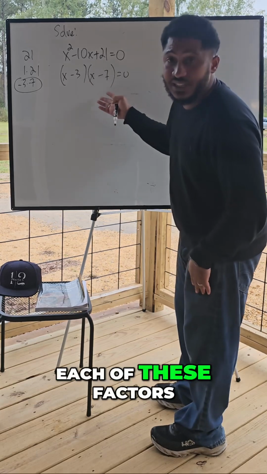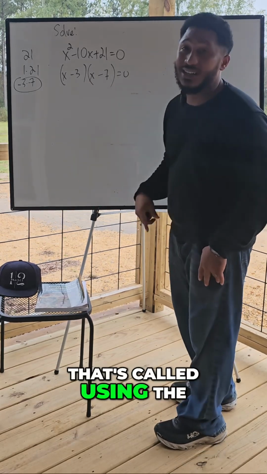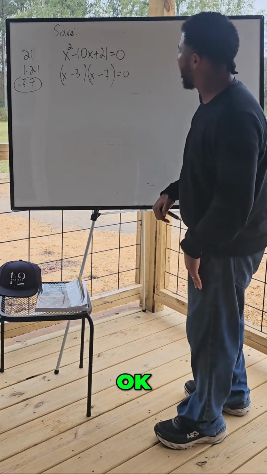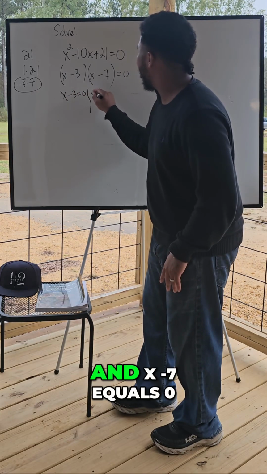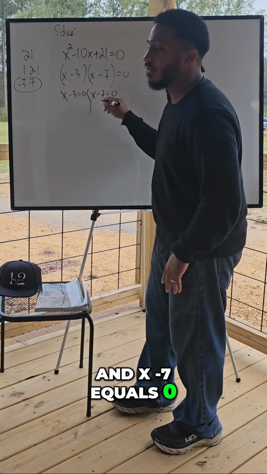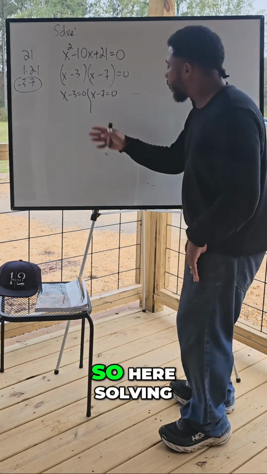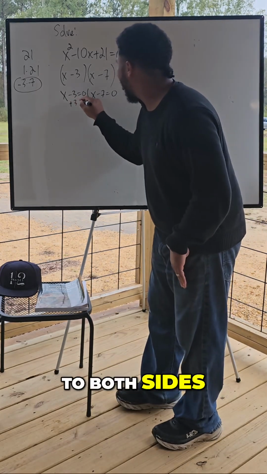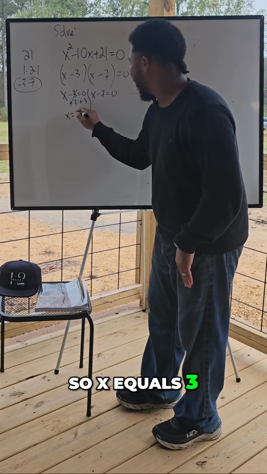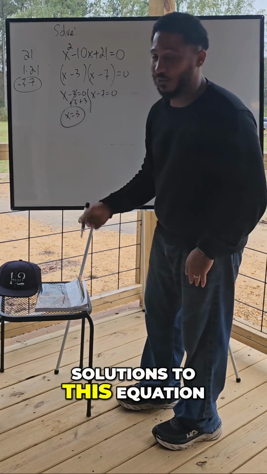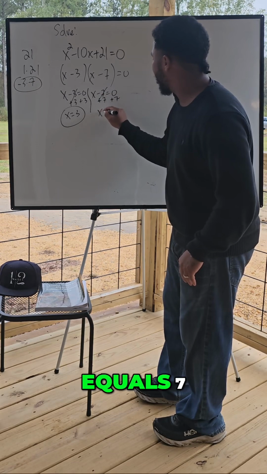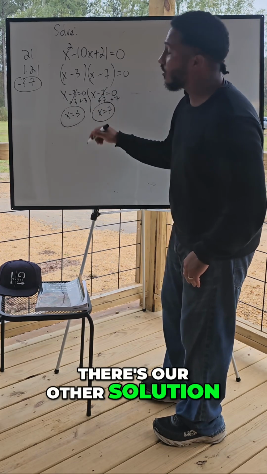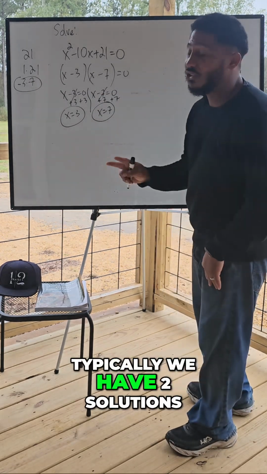Now we can set each of these factors equal to 0. That's called using the zero product principle. So set each one equal to 0. x minus 3 equals 0 and x minus 7 equals 0. And we solve each of these equations separately. So here, solving, we would add 3 to both sides. So x equals 3. There's one of our solutions to this equation. And then add 7 to both sides. So we get x equals 7. There's our other solution. So with quadratics, typically we have 2 solutions.